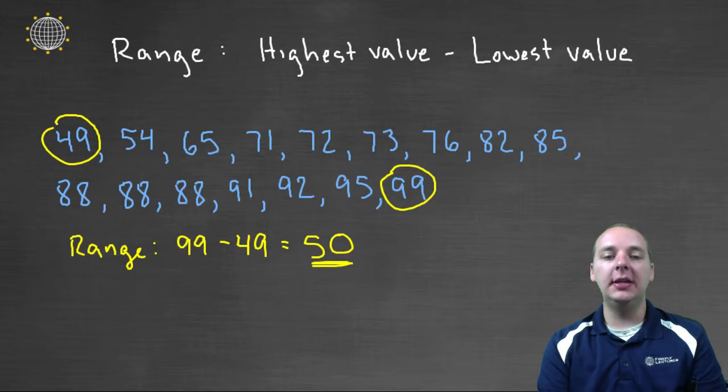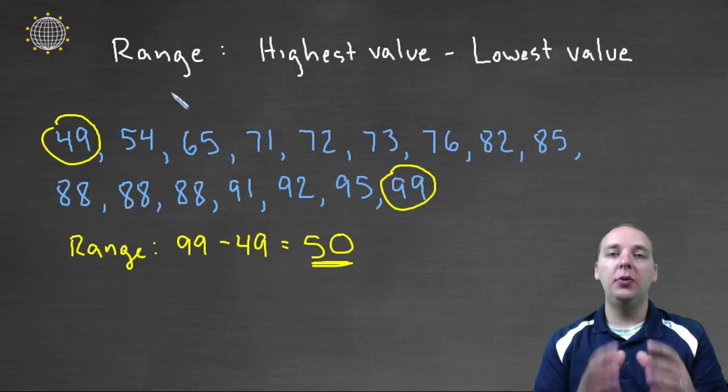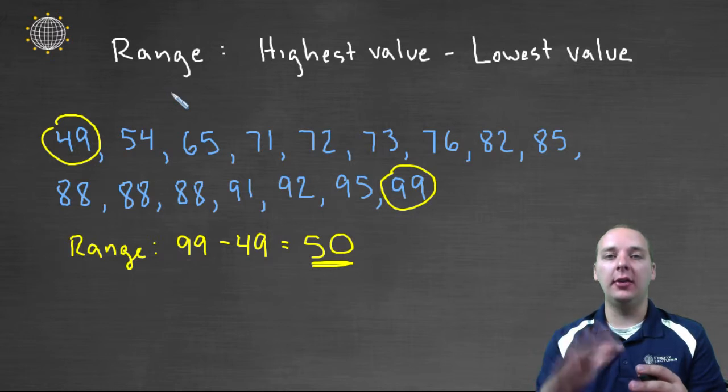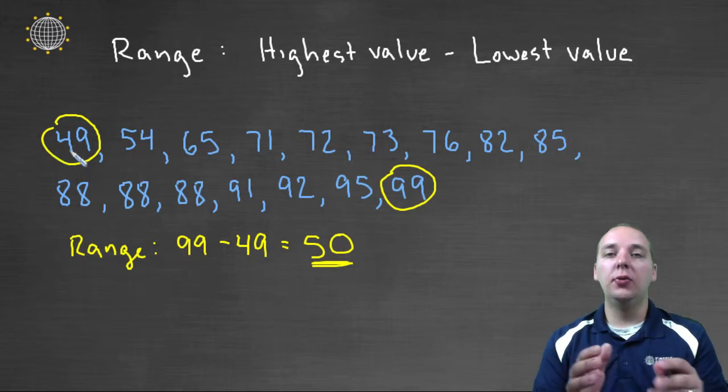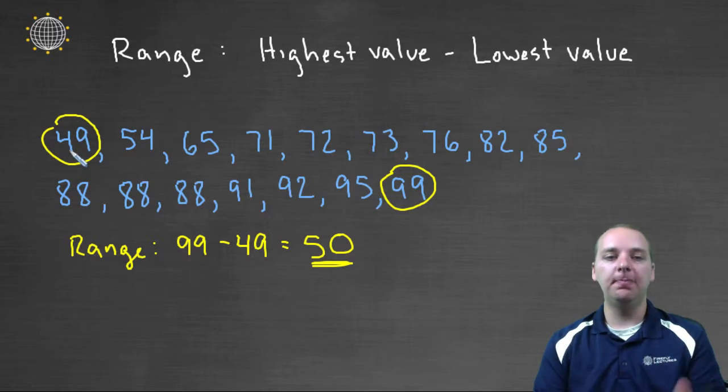Now one thing we see, and this is kind of a downside to the range, is the range is heavily affected by outliers. If you had one student that scored substantially higher than the rest of the students, or one student that scored much lower than the rest of the students, your range may be unfairly larger than it should be. And so just keep that in mind when you're talking about measure of spread. You do have to look out for outliers.